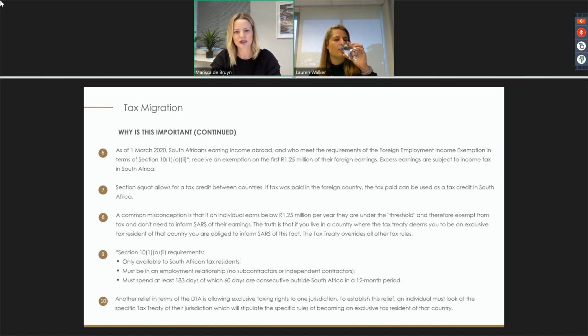So the relief that is available to them is in terms of the double tax agreement, which will allow taxing rights, or exclusive taxing rights, to one jurisdiction. And we determine that by looking at the tax treaty to see who will have the right to tax that person.